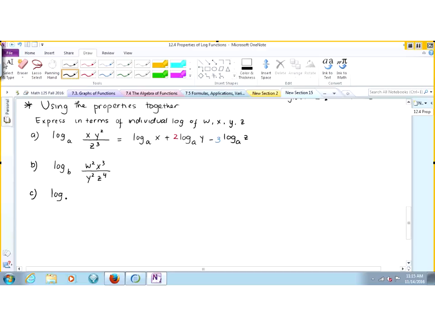Okay, and then C. Let's see. Log base A of the 4th root of X to the 8th, Y to the 10th over W cubed Z to the 5th. So basically on C you have to change them into exponents, 8 over 4, 10 over 4, right? Because that's a 4th root. So it's not that bad, is it?